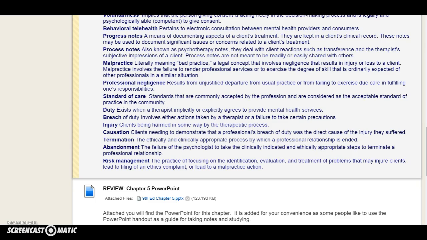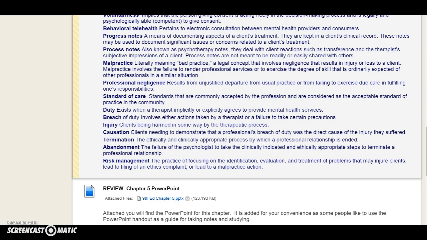All right, and then there's also process notes, also known as what they call psychotherapy notes. And this is more or less client reactions such as transference, the therapist's subjective impressions of a client, and these can be kind of intertwined with progress notes as well, depending on what format you use. You're going to give your impression of where the client's at.